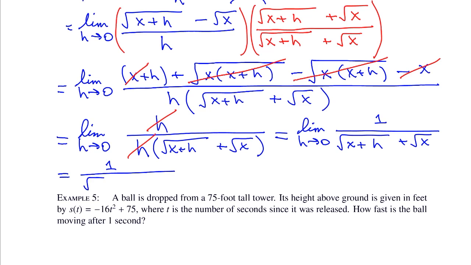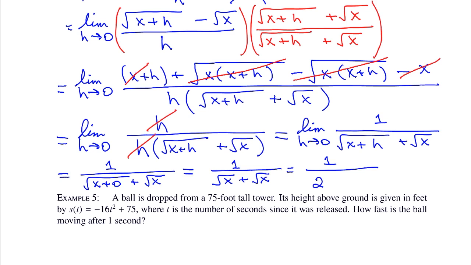And this is 1 over the square root of x plus 0 plus the square root of x. x plus 0 is x, so this is the square root of x plus the square root of x, and the square root of x plus the square root of x is, plus, not multiply. Yeah, it's two of them, 2 square roots of x. And so that's the derivative there.